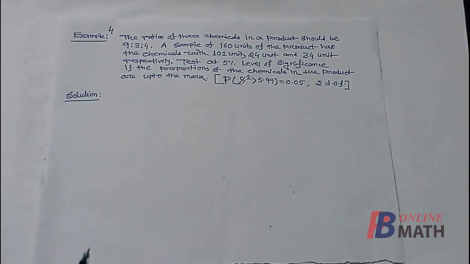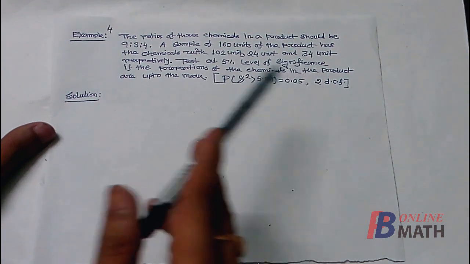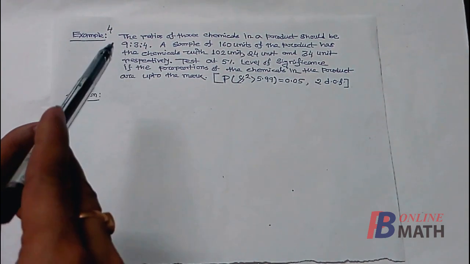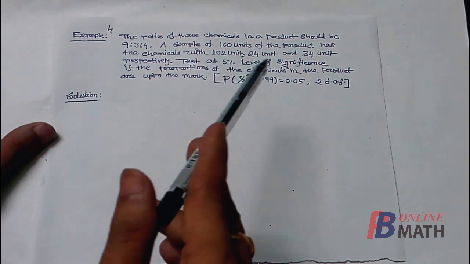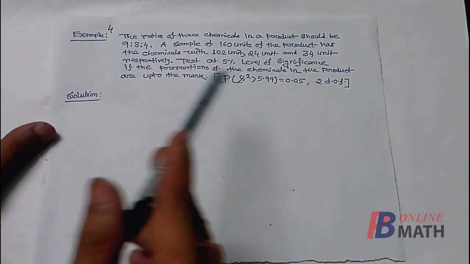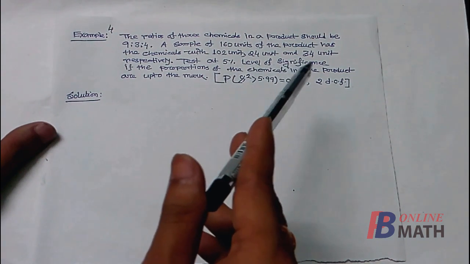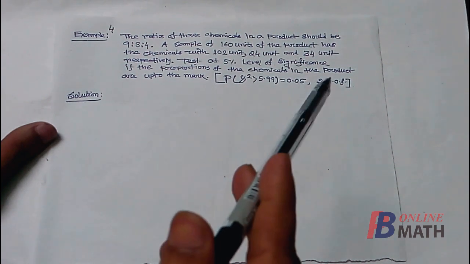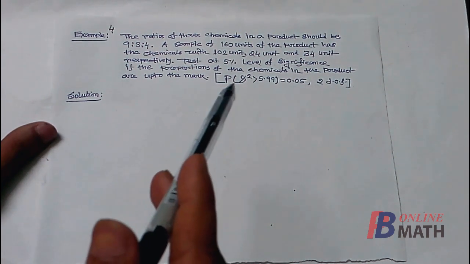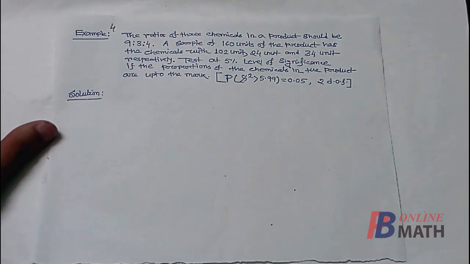Next, example number 4. The question is: the ratios of 3 chemicals in a product should be in the ratio 9:3:4. A sample of 160 units of the product has the chemicals with 102, 24 and 34 units respectively. Test at 5% level of significance if the proportions of the chemicals in the product are up to the mark. Okay, so this is the problem given.